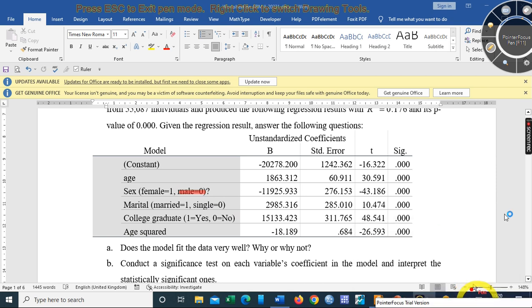Having this information, let's answer the following questions. Question A, under question number 1, asks whether the model fits the data very well or not. And we are asked to comment on the goodness of fit of the model here.